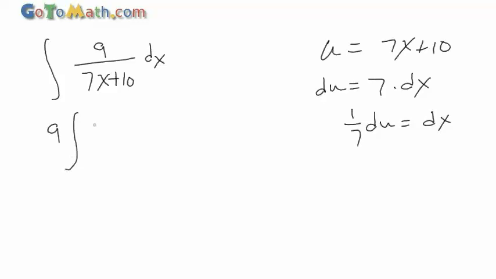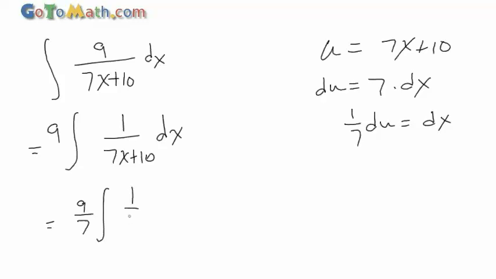Let's bring that 9 out front. The integral of 9 over 7x plus 10 dx. And we can go ahead now and do the substitution. So the 1/7 du is going to get substituted in for the dx. And remember, what do we do with the 1/7? We go ahead and just bring it on out. So 1/7 times 9 is 9/7, the integral of 1 over u du.